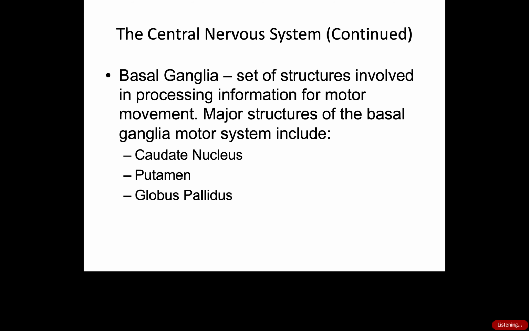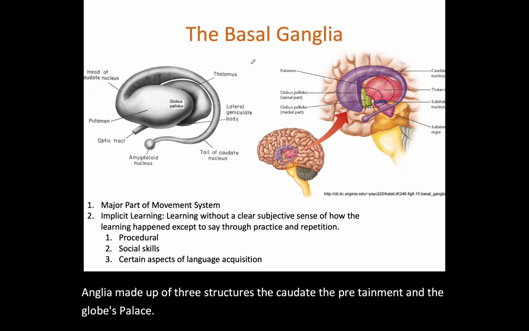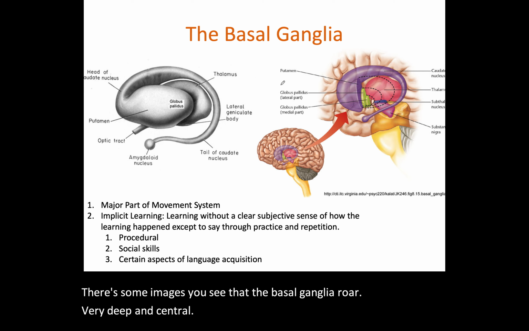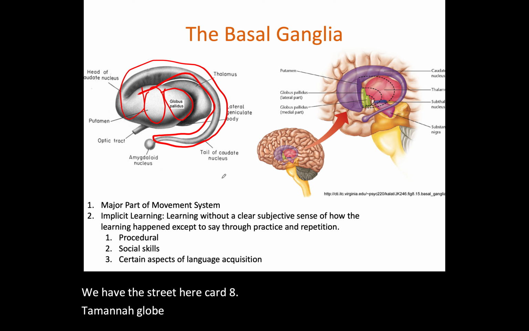The basal ganglia are made up of three structures: the caudate, the putamen, and the globus pallidus. There are some images. You see that the basal ganglia are very deep and central. We have, let's do it here, caudate, putamen, and globus pallidus. Together, the basal ganglia.